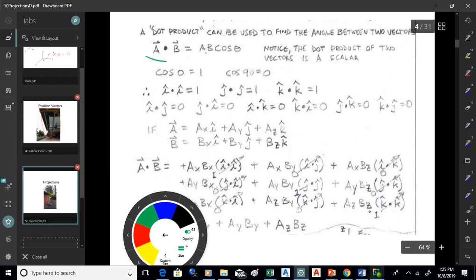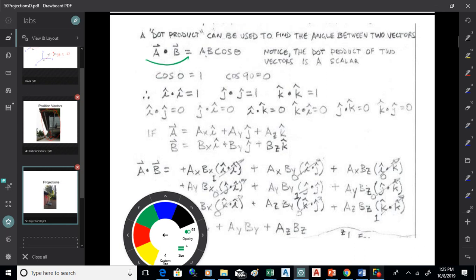This is a dot product. It's A dot B is how you say that. A and B are vectors. What you get when you dot A with B is the magnitude of A times the magnitude of B times the cosine of the angle in between. So when you dot 2 vectors, you get this term AB cosine theta. Notice the dot product of two vectors is a scalar. The dot product of two vectors is not a vector, it's a scalar.